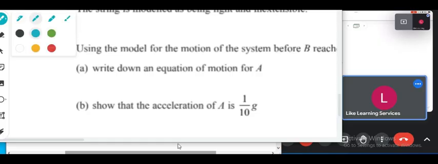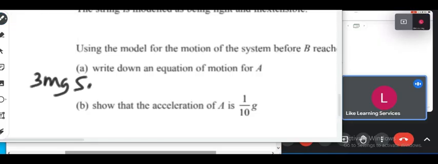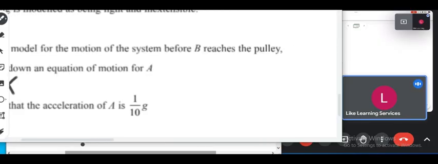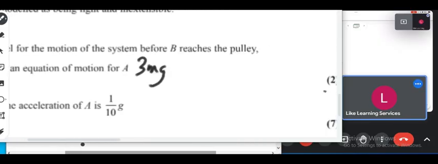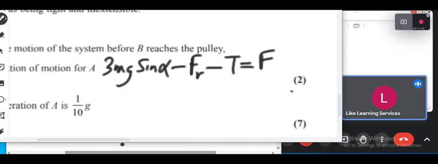So I said 3 mg sine alpha minus, let me write it here so that I can use values. 3 mg sine alpha minus frictional force Fr minus tension T is equal to the resultant force, which is Ma. Please confirm if you understood what I wrote. Yes, I did. All right.